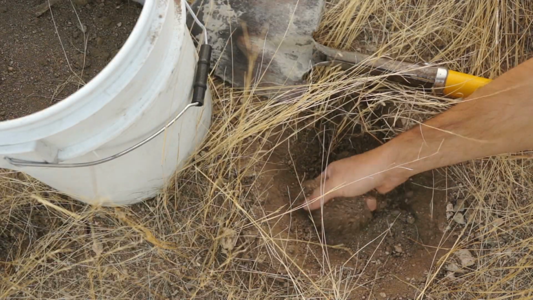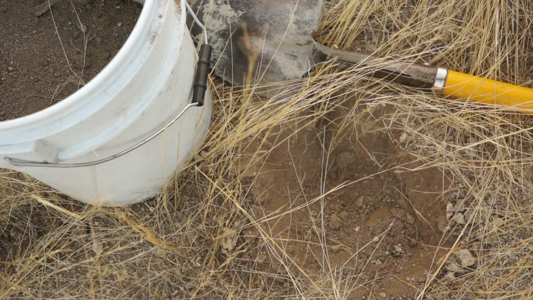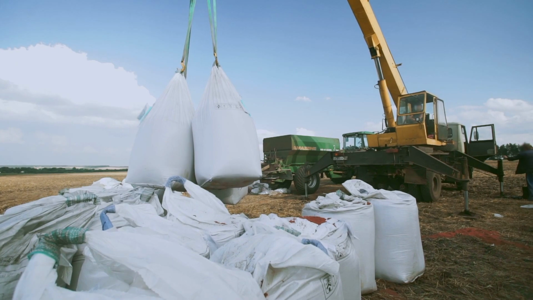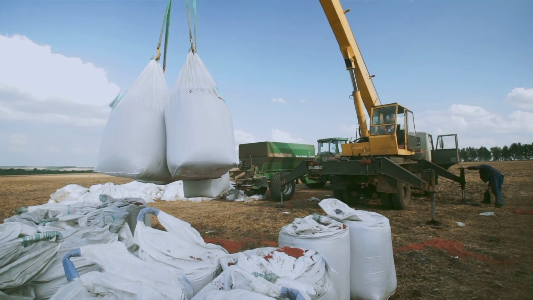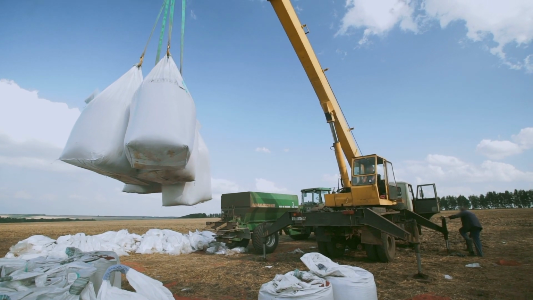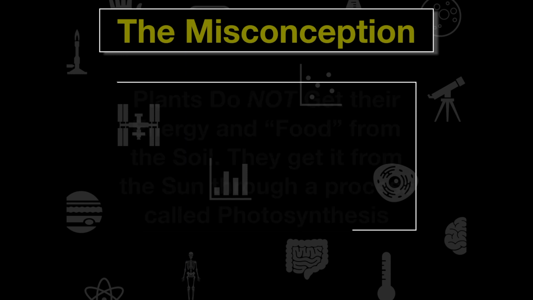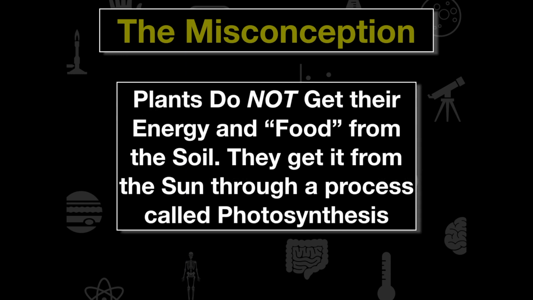And testing the soil is going to be key, so that you know how much potassium and how much phosphorus is in the soil, so you can account for that and apply the correct amount of fertilizer. Now the misconception here is students are going to think that plants are getting their energy from these nutrients in the soil. And that is not the case. Plants do not get their food and energy from the soil. They actually get it from the sun through a process called photosynthesis, which we will discuss more.